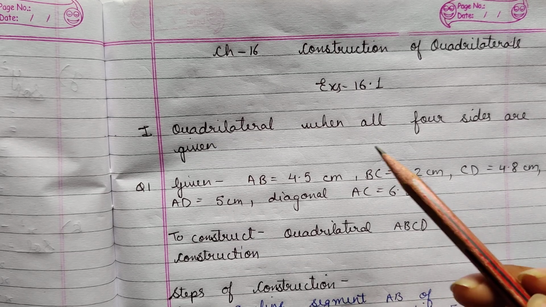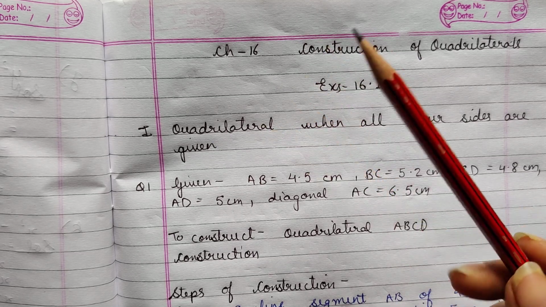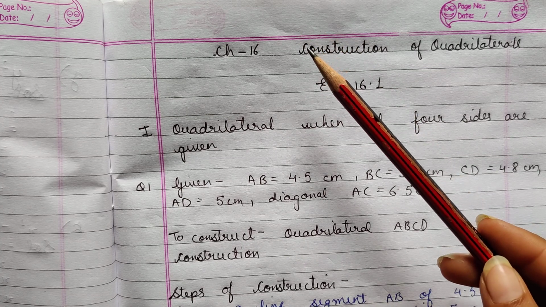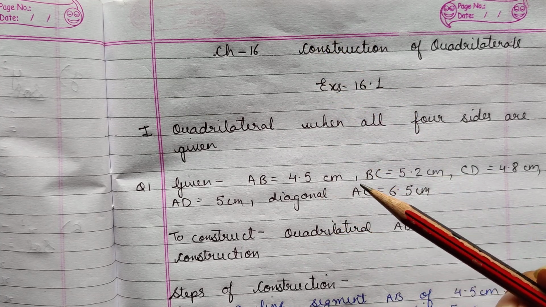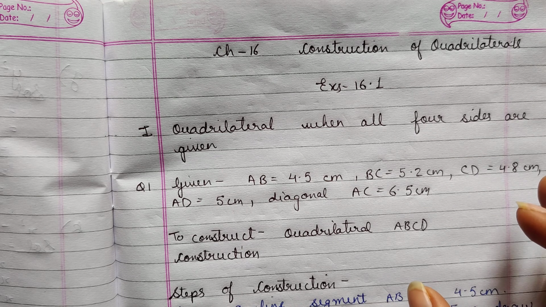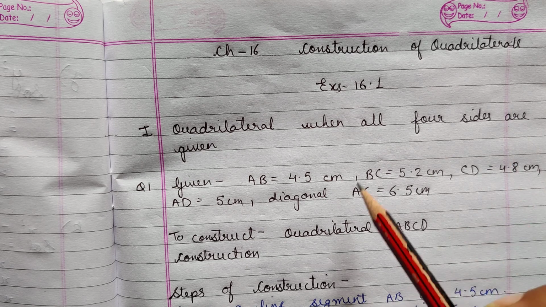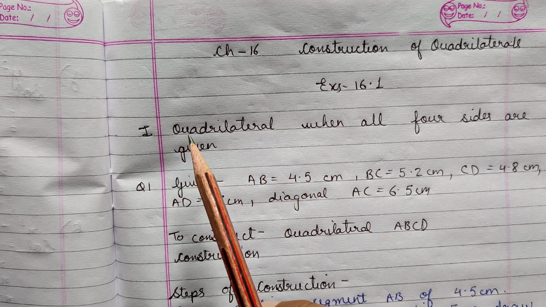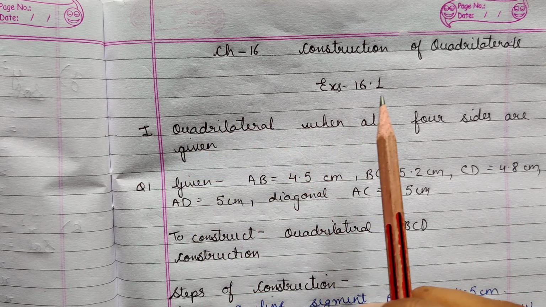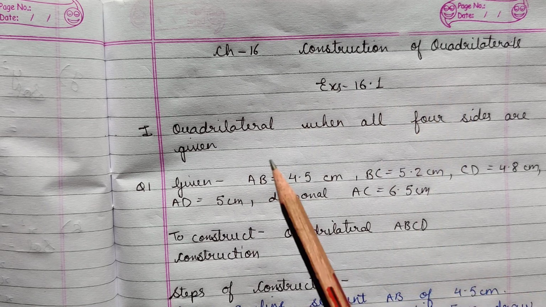Good morning, students. Our next exercise is, or should I say, our next chapter is chapter number 16, construction of quadrilaterals. And in this exercise, we are going to learn how to construct when various dimensions of a quadrilateral are given. So there are various cases: when four sides are given, when three sides are given, when two sides and diagonals are given, or angles are given.